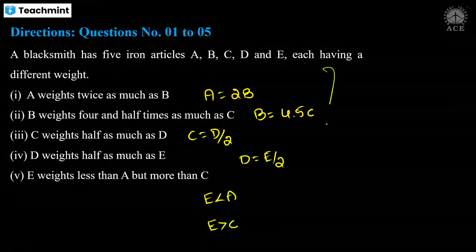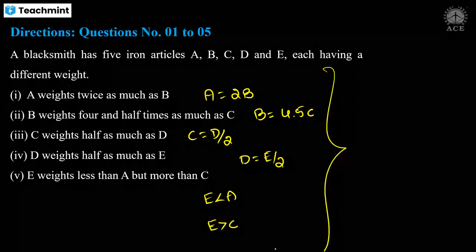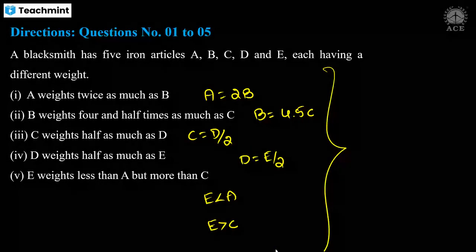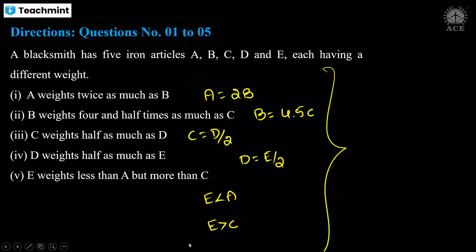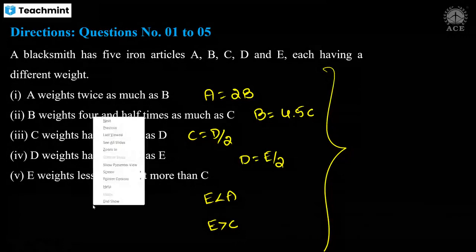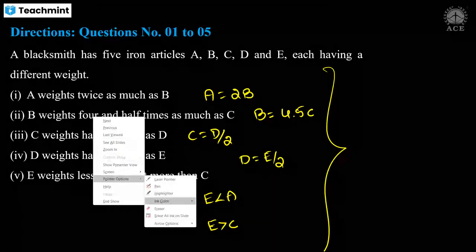Right. Now, I have to find which is the heaviest and which is the lightest. As per the weight, I want these five articles in descending order, ascending order as well. I can ask many questions here. I have five questions related to this data. I want this in ascending and descending order, which is the heaviest weight, which is the lightest weight.